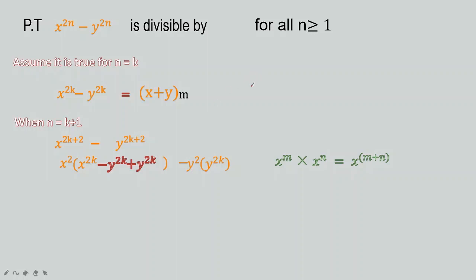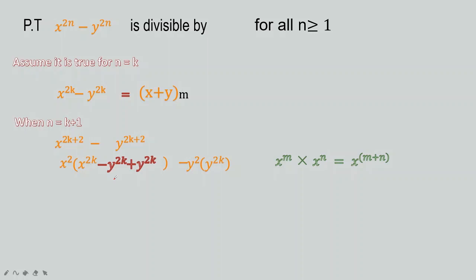For example, if I have a number 2, and if I add 5 to it, and if I subtract 5 from it, 2 plus 5 minus 5, the answer still remains 2, right? It doesn't make a difference because I'm adding and subtracting the same term. Likewise, here also I am adding and subtracting the same term, that is y to the power 2k. Now, why did I do that? God willing, you will see this in the next step.